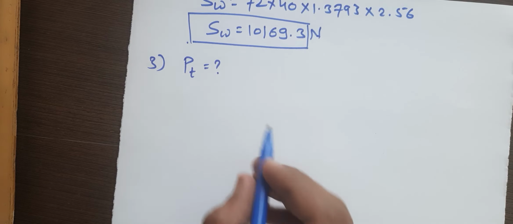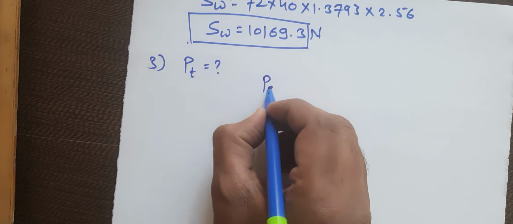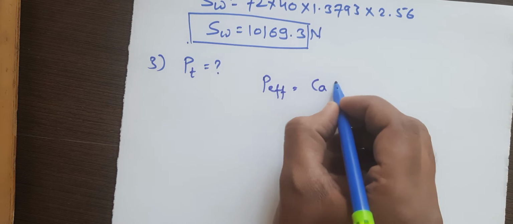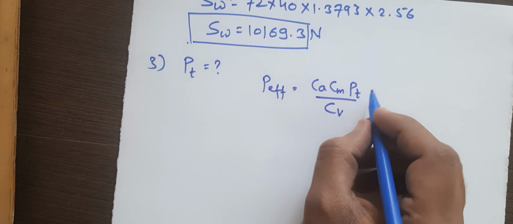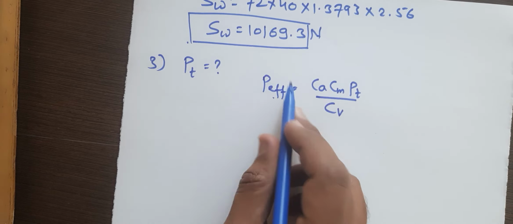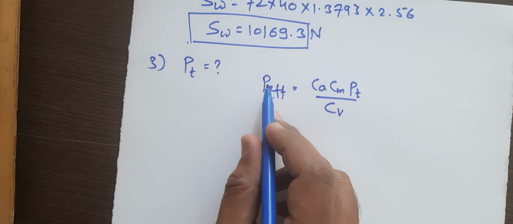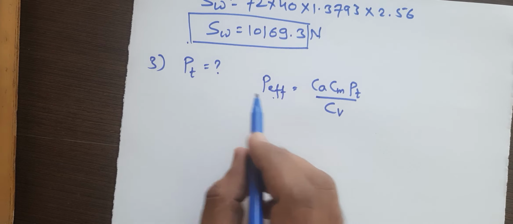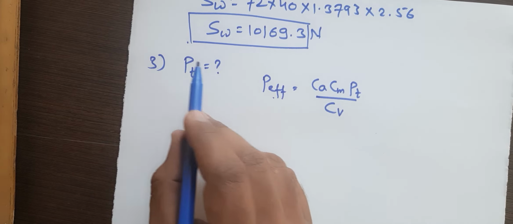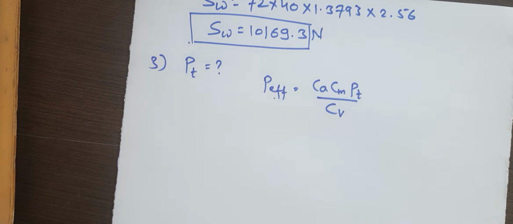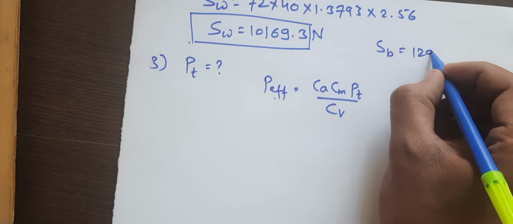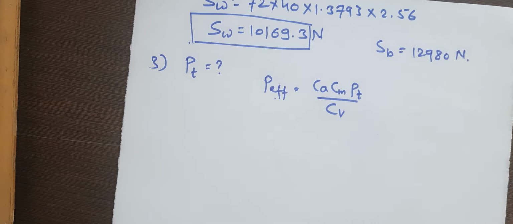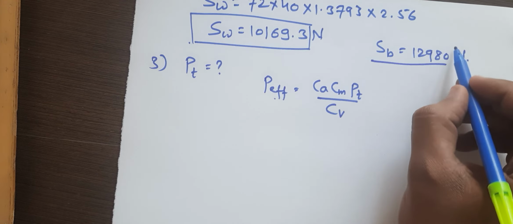We have a formula, PT comes in the formula of P effective. P effective is CA CM PT divided by CV. So this PT we need. To calculate PT, what we need is P effective. P effective you cannot get directly. As you are having SW and SB, both things you are having. So your SW is this much and SB we have already calculated, 12980 Newton. This is the value of SB.